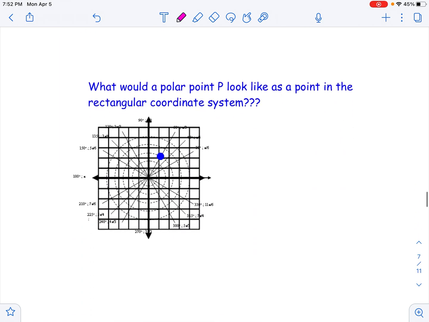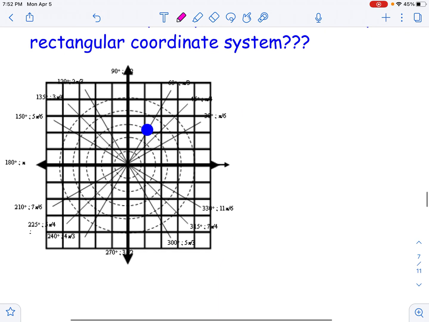All right, so what would a polar point P look like as a point on the rectangular coordinate system? So what would it look like on an XY axis? So you can see that I have that graph paper over there, the polar graph paper. So that rotated to pi over 3, and I went out 1, 2, 3 circles. So that would be a little bit more than the point 1, comma 2, maybe 1.1, comma 2.1, or 1.2, comma 2.2.